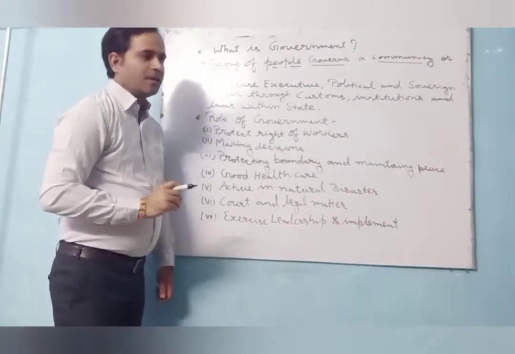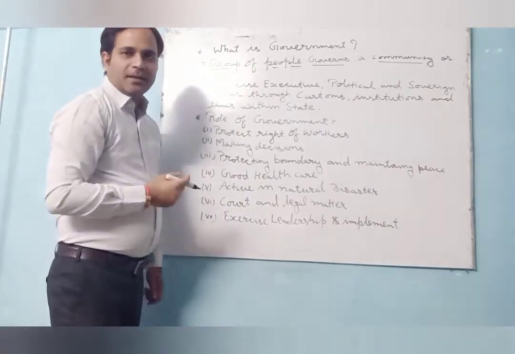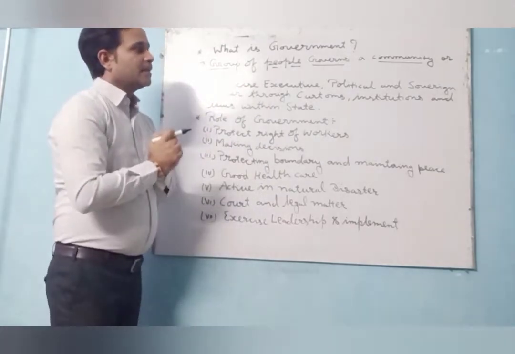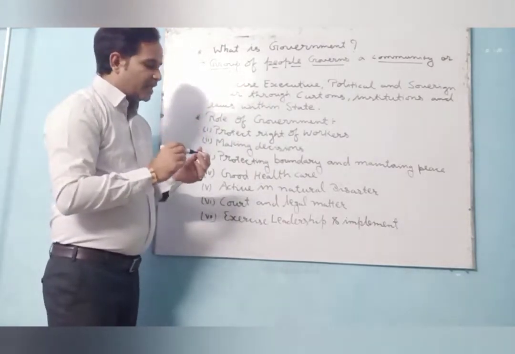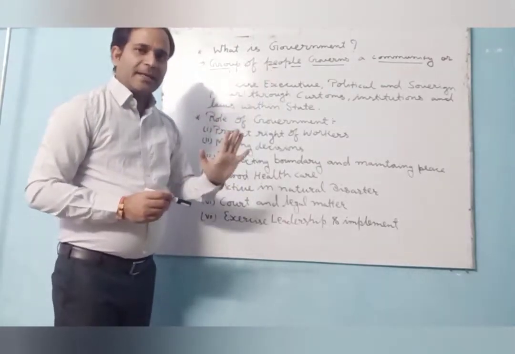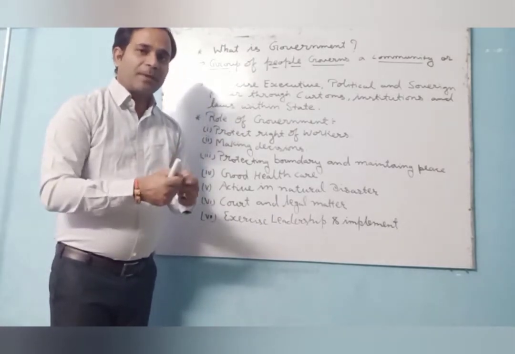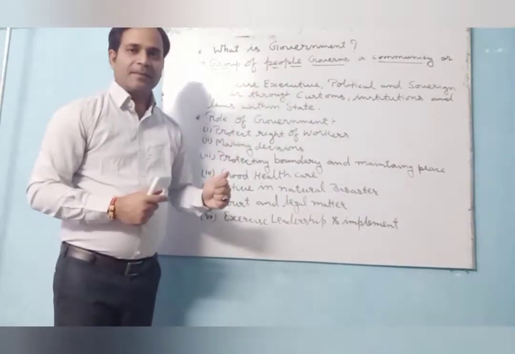Again I am repeating. What is government? Government is a group of people, and this group of people governs a community, or you say the unit. Now the question is here: the group of people, it's clear. But how does this group of people govern a community?